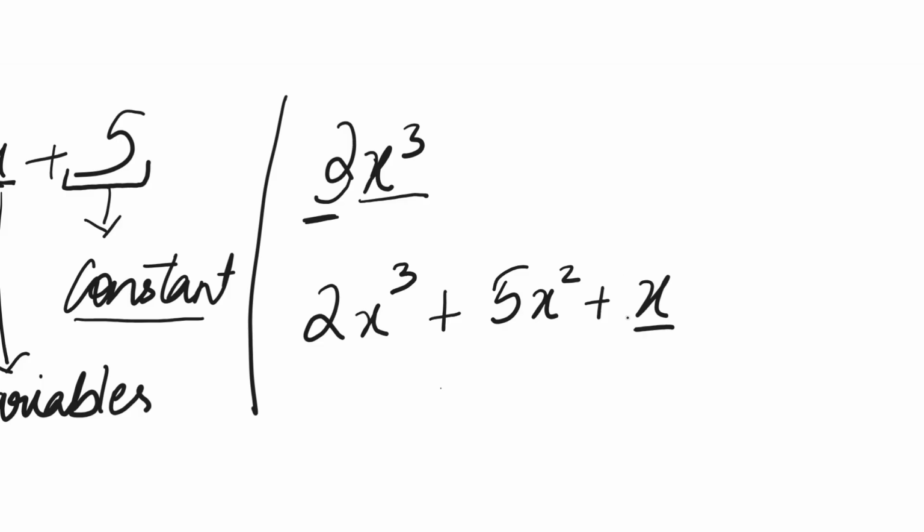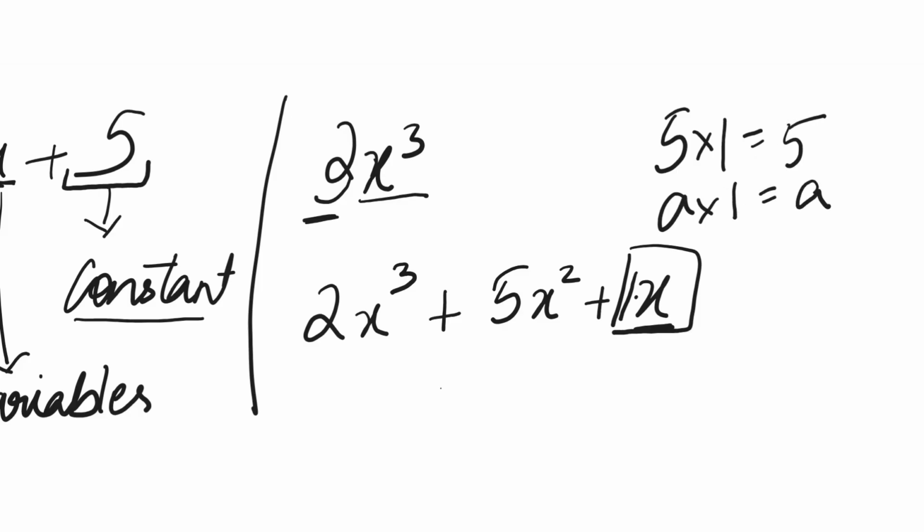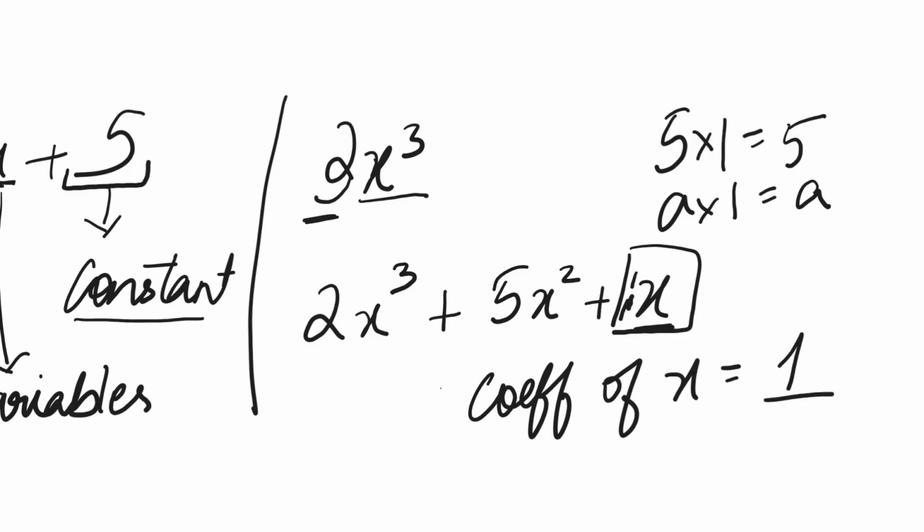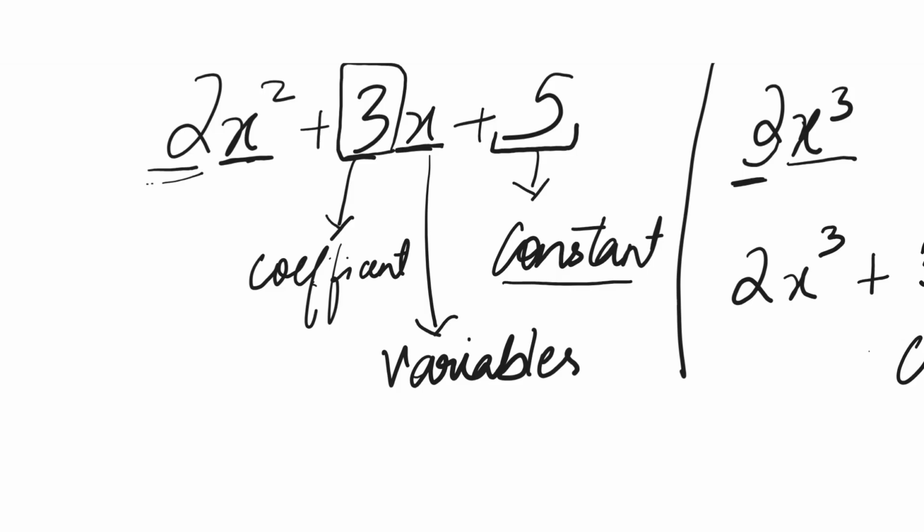The reason is, when I just write the variable as it is, it is very obvious that it is multiplied with 1. Anything multiplied with 1 becomes the number or the value itself, right? So 5 times 1 is 5. A times 1 is a. Similarly, x times 1 will become x. So it's not really important to write down the 1, hence we skip writing it. But that doesn't mean it doesn't have a coefficient. When I ask what is the coefficient of x, the answer will be 1. So that's just a basic understanding of your terminologies.